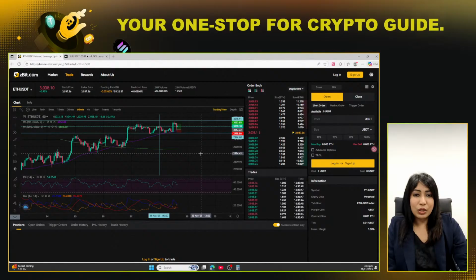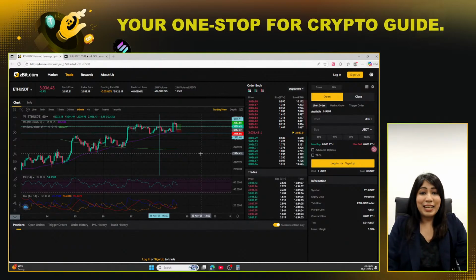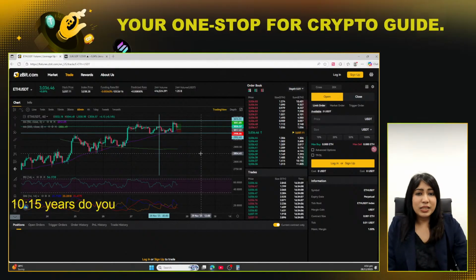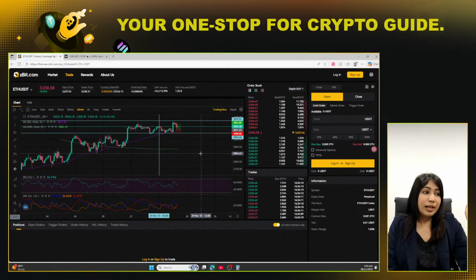Unlike Ethereum, Bitcoin, BNB, Solana, XRP, they are all stable cryptocurrencies because these are established. Bitcoin has been in this world for how many years? 15 years now? I think 2008 or 2009 is when Bitcoin was born. So imagine now after 10, 15 years, do you think Bitcoin is just going to vanish? No, right? It's going to stay. So we are talking about stability here.